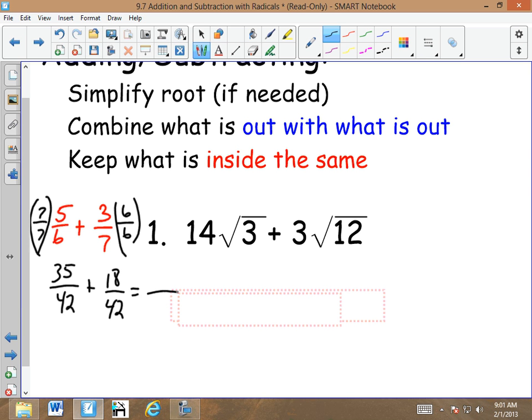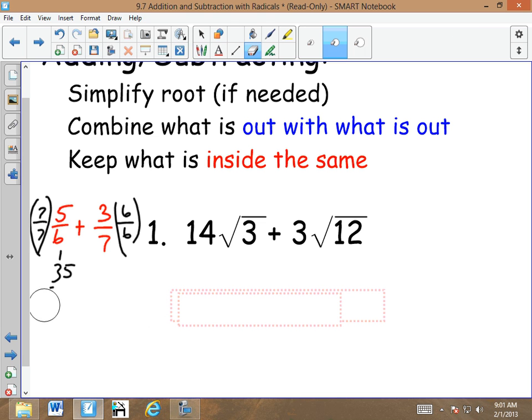You don't have to write this down. So that's going to be 53 over 42 would be my answer. And then I would reduce if I could. You can't reduce that. Okay, well, it's the same thing here. This is why if you understand basic math, algebra becomes easy.